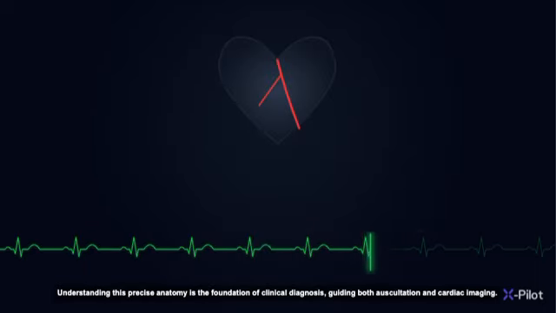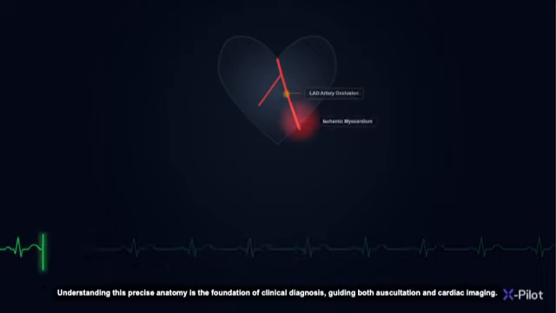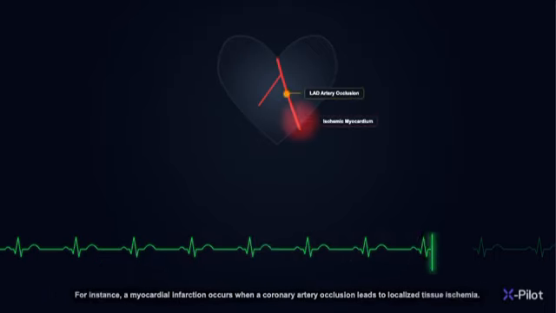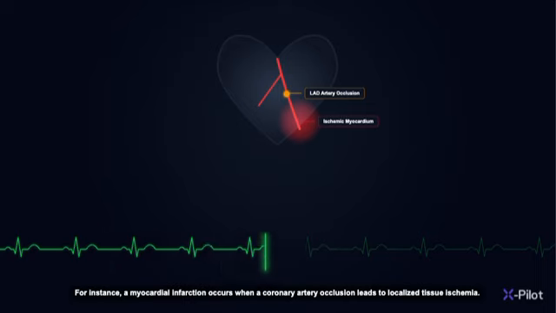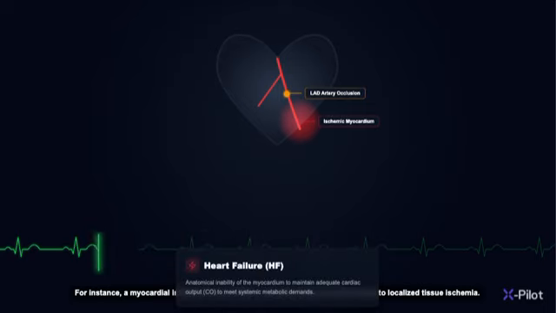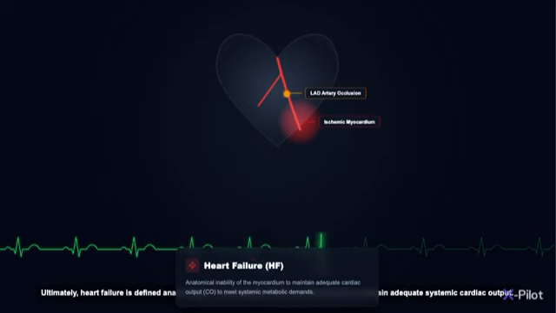Understanding this precise anatomy is the foundation of clinical diagnosis, guiding both auscultation and cardiac imaging. For instance, a myocardial infarction occurs when a coronary artery occlusion leads to localized tissue ischemia. Ultimately, heart failure is defined anatomically as the inability of this muscular pump to maintain adequate systemic cardiac output.